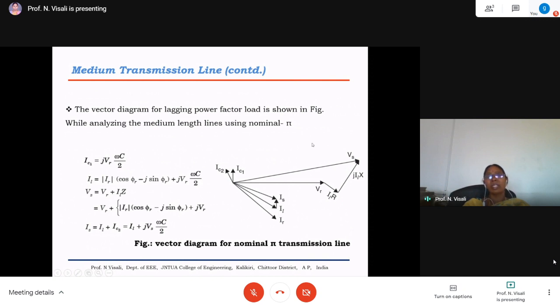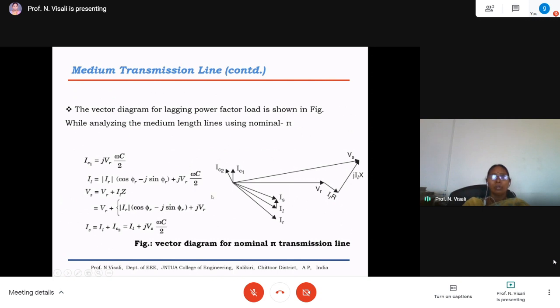With these expressions we can write the phasor diagram. So IC1 is j times omega C VR by 2. IL is nothing but IR cos phi r plus j times sin phi r plus j times VR into omega C by 2. Vs is nothing but VR plus IL into Z. And IS is nothing but IL plus IC2. IC2 is once again there, and IL is already written like this. So we can substitute all these values. We are going to get Vs, Is in terms of VR and IR.